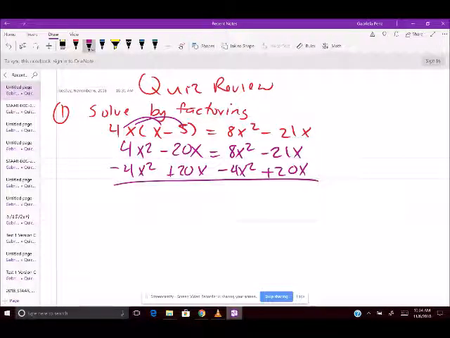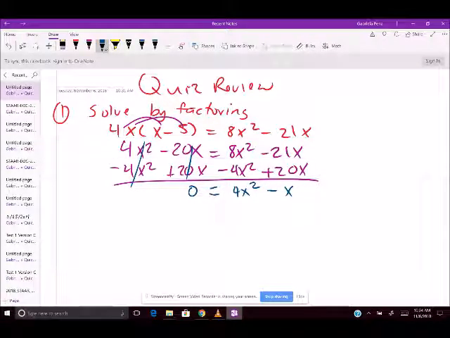So when I do this, these two cancel. So this is just 0 equals 8 minus 4, which is 4x squared, and this becomes a negative x. Now that we've combined and simplified, I still need to factor in order to solve. What do 4x squared and x have in common? They have an x. So when I factor out an x, what do I have left over?